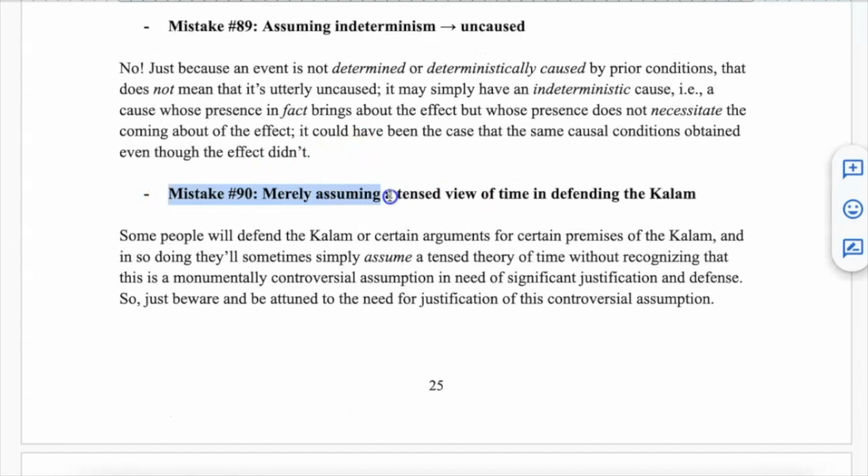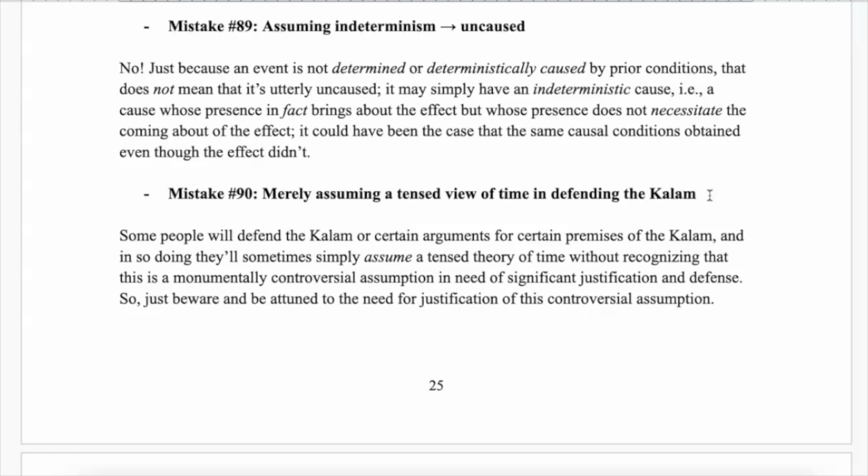Alright, mistake number 90, merely assuming a tensed view of time in defending the Kalam. Some people will defend the Kalam or certain arguments for certain premises of the Kalam, and in so doing, they'll sometimes simply assume a tensed theory of time without recognizing that this is a monumentally controversial assumption in need of significant justification and defense. According to a tensed theory of time, very roughly, the past, present, and future tenses pick out objective, fundamental features of reality.